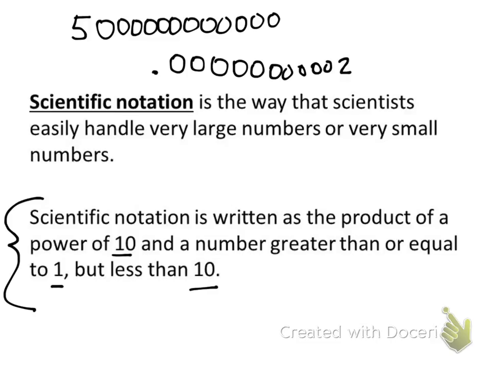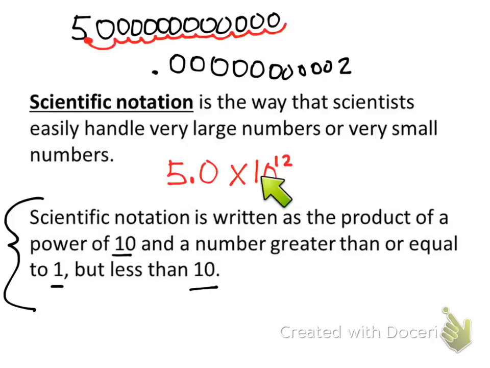So scientific notation has a number between 1 and 10. We can practice on this one that I wrote. So if I count 1, 2, 3, 4, 5, 6, 7, 8, 9, 10, 11, 12. And I'll show you this in a second. If I wanted to write that number in scientific notation, that's how I would write it. And I'll explain this a lot more on the next slide.